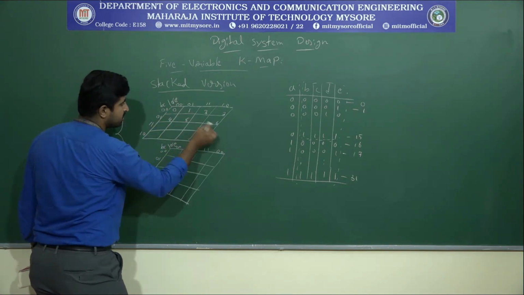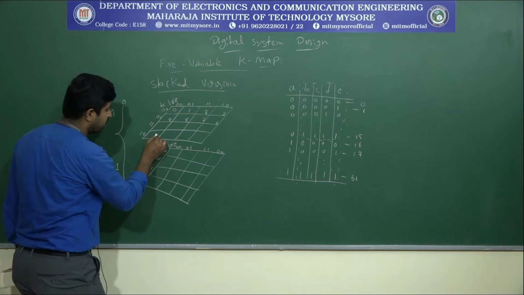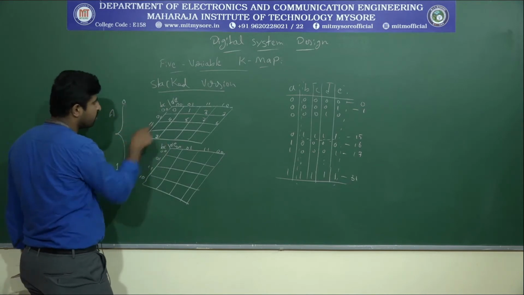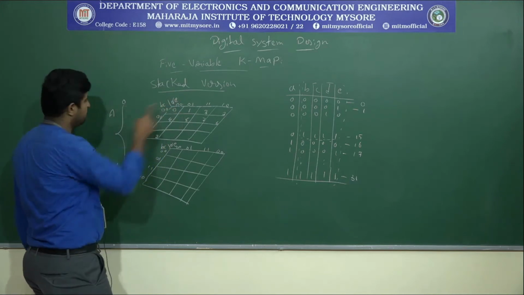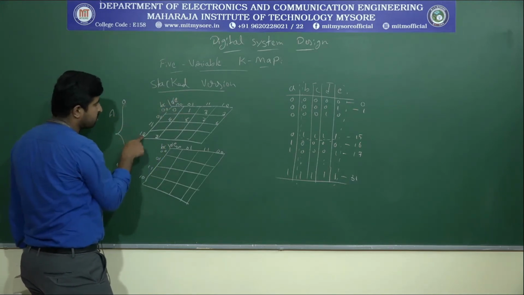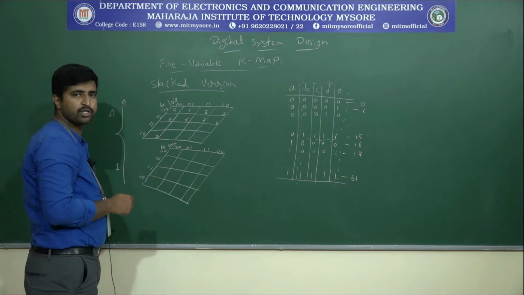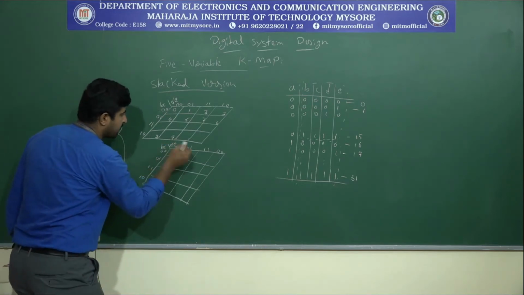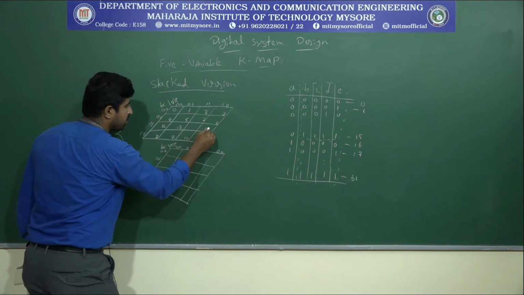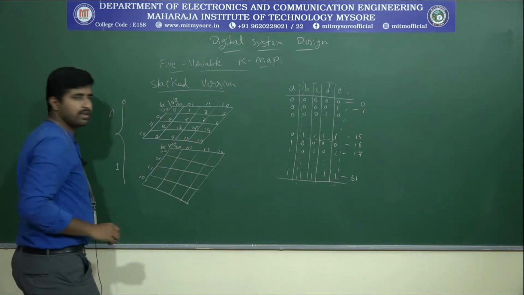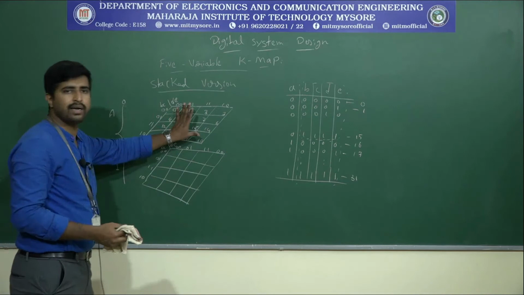Next 5, 6, 7, then 8, which is A, B, C, D, E equal to 0, 1, 0, 0, 0. This corresponds to 8. Next 9, 10, 11, 12, 13, 14, 15. See, this is a 4 variable K-map.